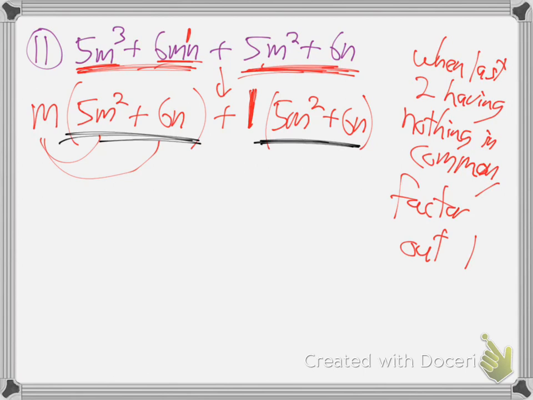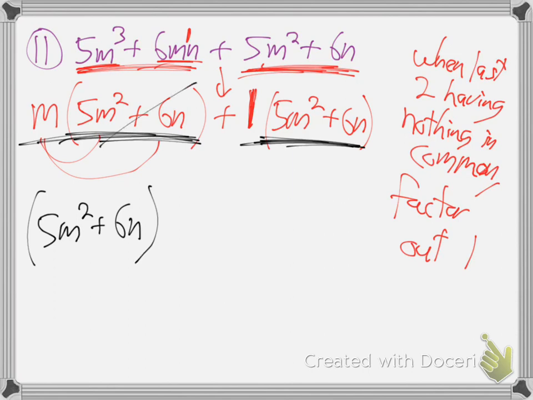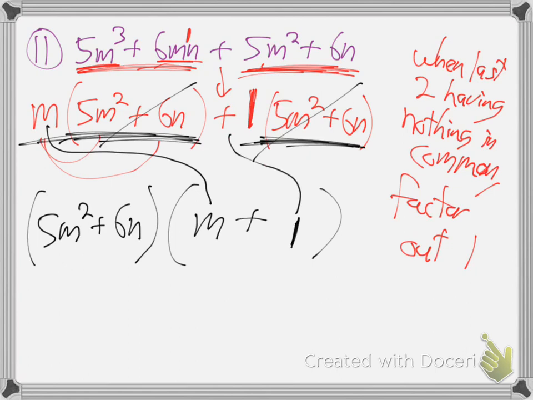And you say, oh, okay. Looks like they both have a parenthesis, 5m squared plus 6n, don't they? So what do we do when these two big terms have something in common? We put it in the front. It's what they have in common, a parenthesis, 5m squared plus 6n. Remove it. New set of parentheses. Bring down the leftovers. What's that? M plus 1. Done. All the horses are contained, corralled. We're done. Good?